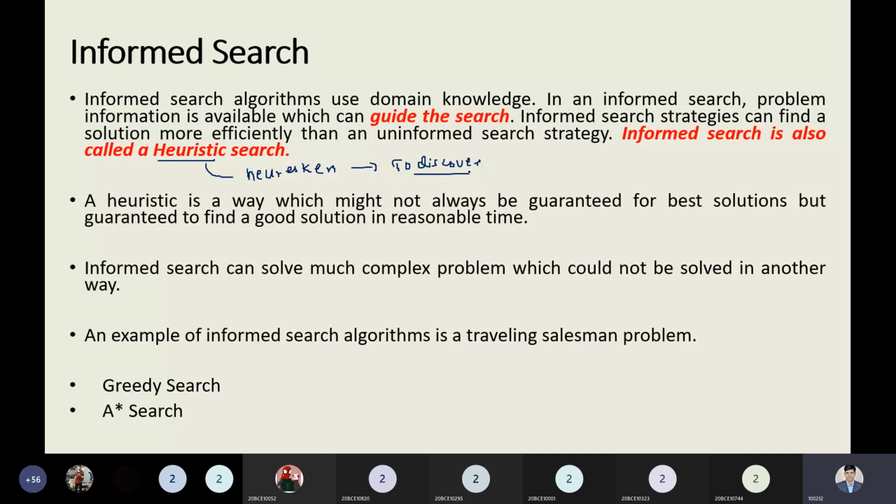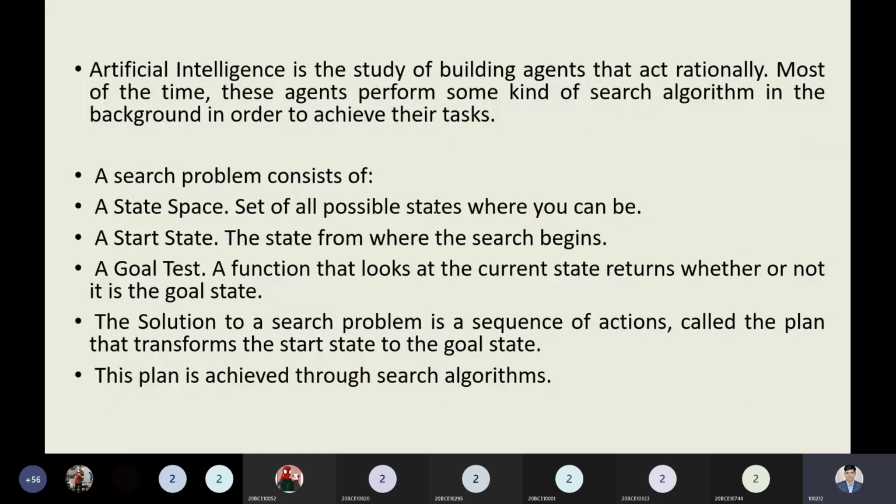Because at the time of the interview, if someone asks you a question, you will be damn sure. This is the meaning of the uninformed search, and this is the meaning of the informed search in AI. Now, is it clear to all right now? Yes, sir. Good. Now, I have just written some points over here from your second class, or what we have seen.